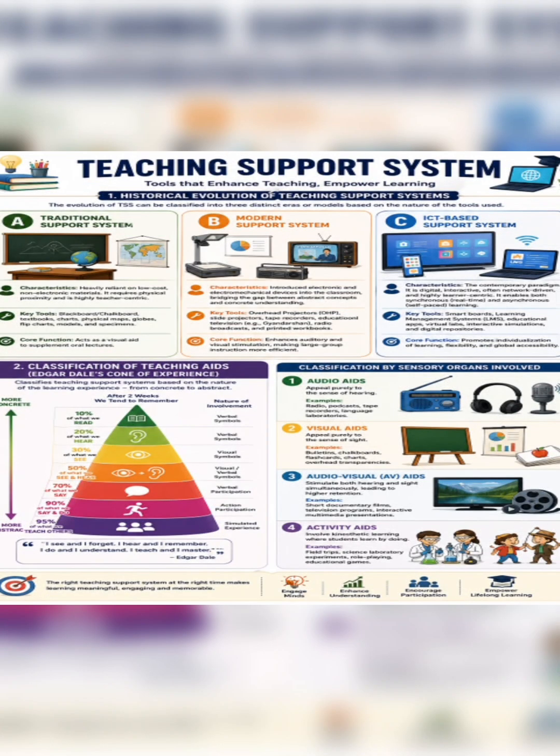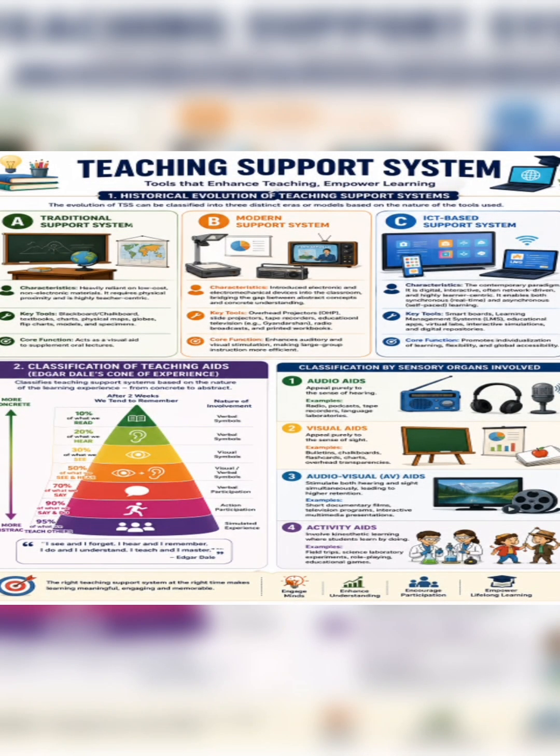As the infographic maps out, the tools teachers use can be classified into three distinct historical eras or models based on the nature of the tools used. Number 1, traditional support system. This era relies heavily on low-cost, non-electronic materials. It requires physical proximity and is highly teacher-centric. Key tools include the classic blackboard or chalkboard, textbook, printed charts, physical maps, globes, flip charts, models, and real biological specimens. Its core function is acting as a static visual aid to supplement oral lectures.